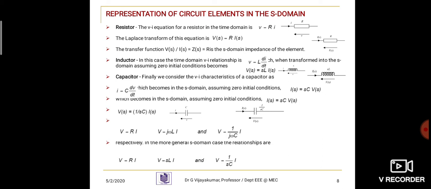Third one, capacitor. Finally, we consider the voltage and current characteristics of the capacitor as I is equal to C into dV by dt. That is the relationship between voltage and current for the capacitor, which becomes in the S domain, assuming zero initial condition, I of S is equal to S into C V of S, or otherwise V of S is equal to 1 by SC into I of S. Similarly, the corresponding pictorial representation is given in the slide itself.